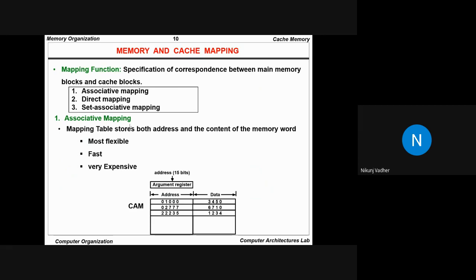Now, how will mapping be done into the cache memory? For that, we have three options: associative mapping, direct mapping, and set associative mapping.